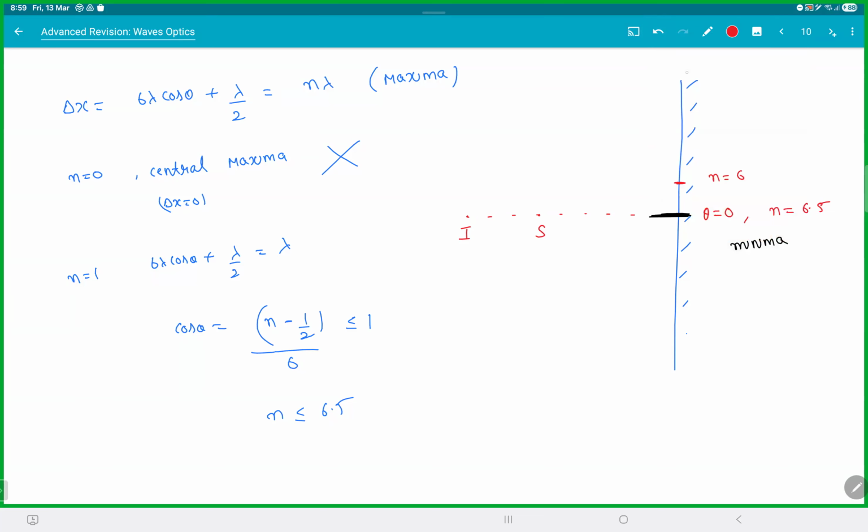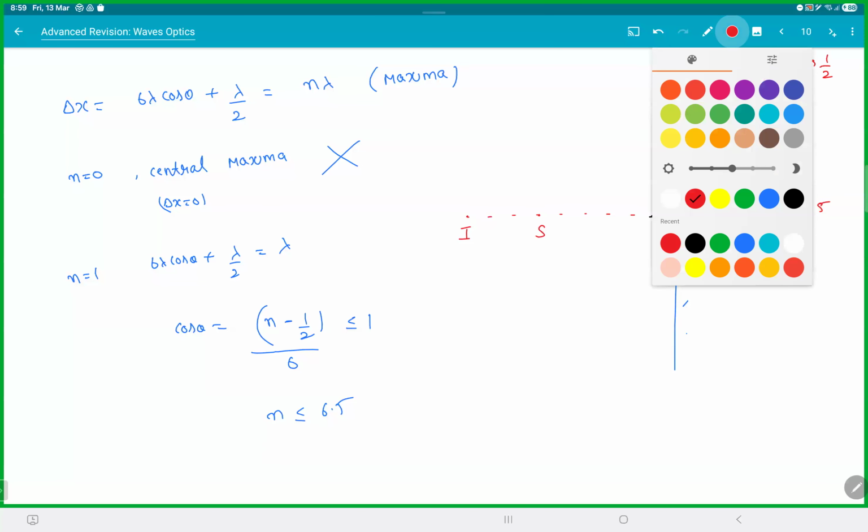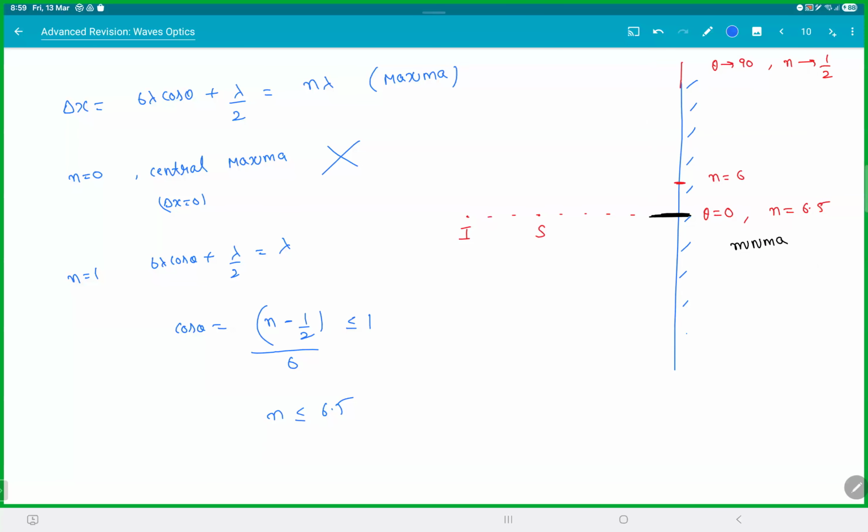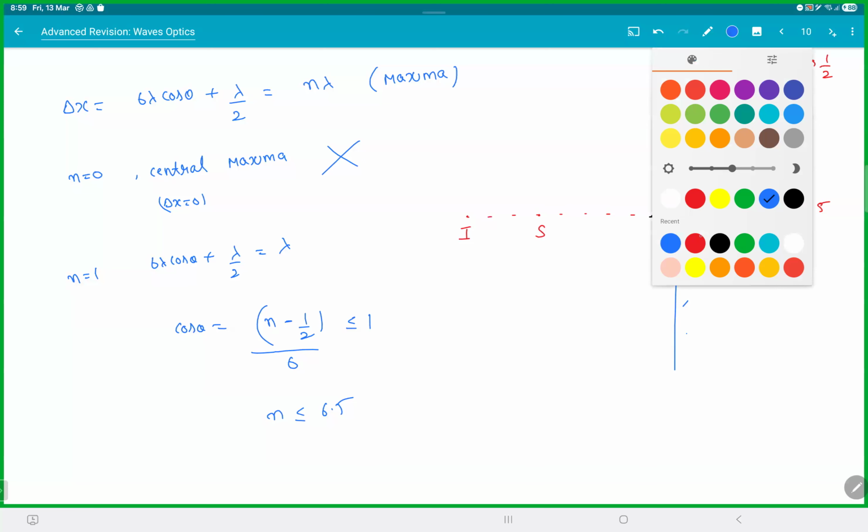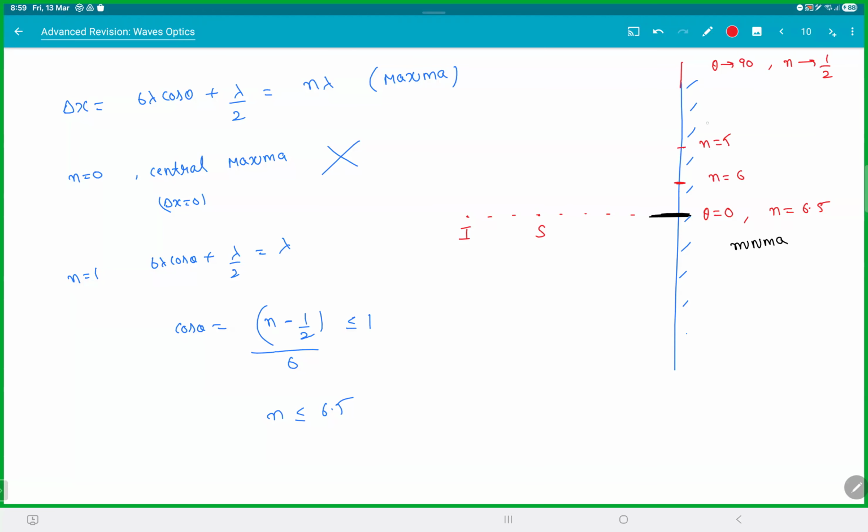And if you put theta tending to 90, then n will tend to half. So these n values are lying between half and 6.5. So somewhere in the middle, you'll have n is equal to 5, n is equal to 4, n is equal to 3, n is equal to 2, n is equal to 1. Clear with this?